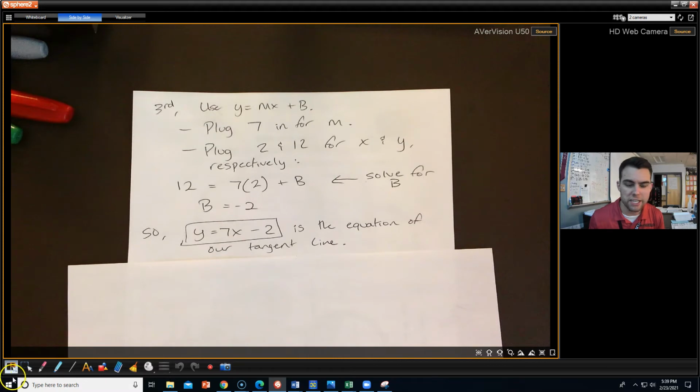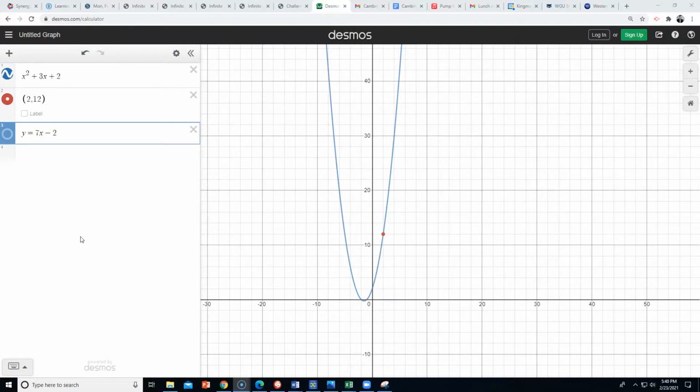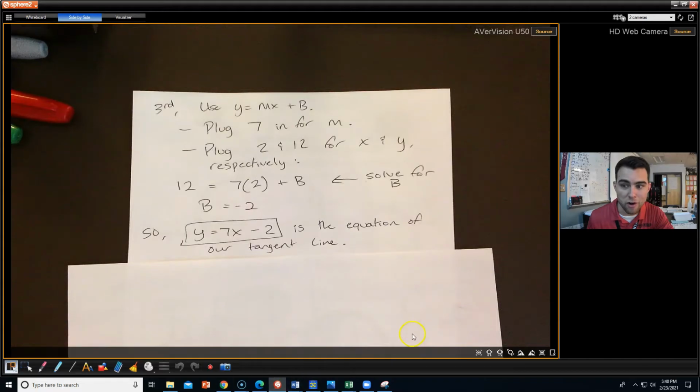Let's look at Desmos and see what that looks like. All right, we're here on Desmos, and I have that original curve, y equals x squared plus 3x plus 2, and the point (2, 12). And we found that the equation of our tangent line, where it's going to touch this point, was y equals 7x minus 2. We found that with the derivative. So if I put that up there, you can kind of see that, and it's kind of hard to see, but that tangent line is just touching through that point. So that works out, and you can see graphically that everything is all good.